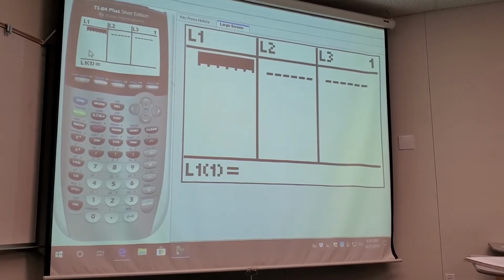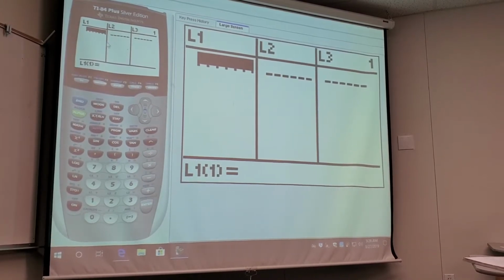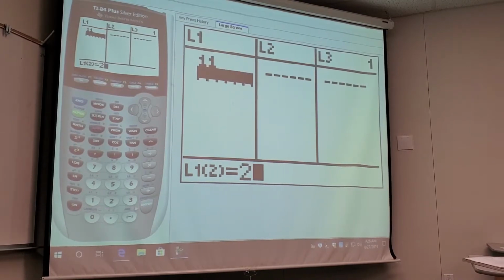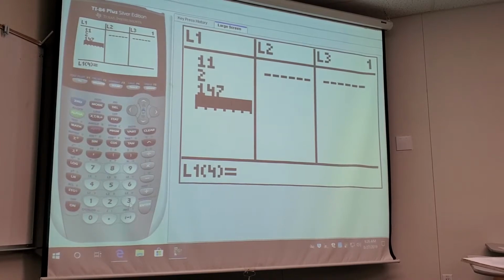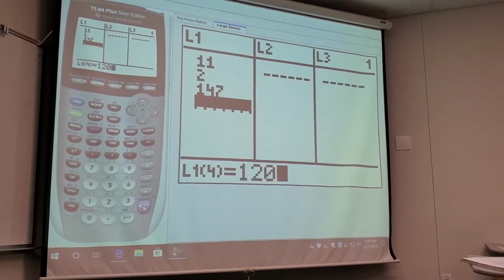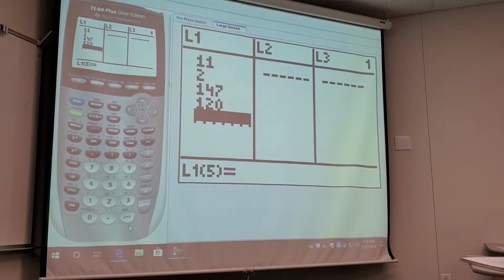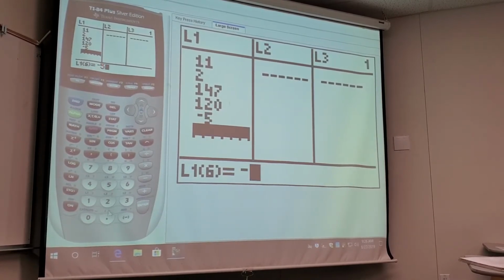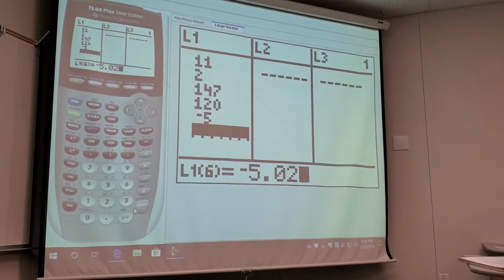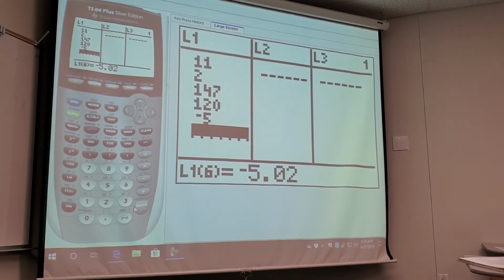Okay. So let's put the data that I have up on the board into list 1. Let's see, 11. That's negative 5.02 over there, see that? I'll make that font bigger.